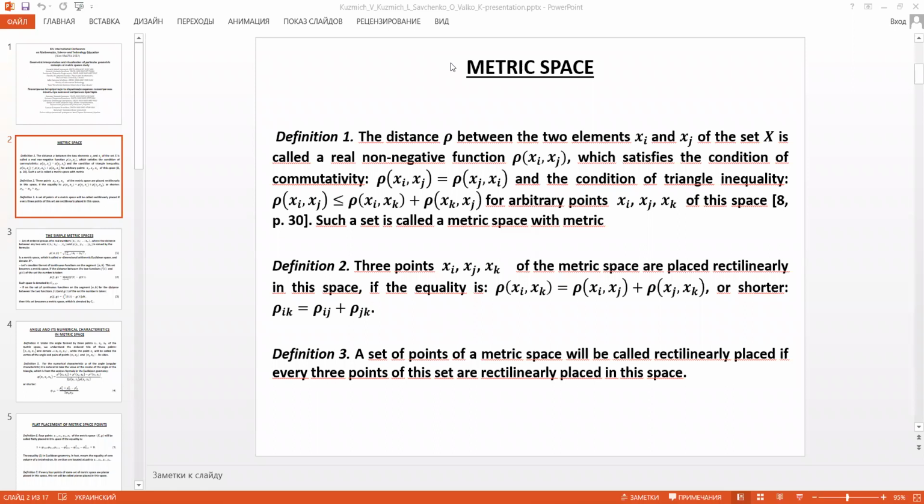First, we present some basic concepts related to metric spaces. Such concepts are the distance between the points of space, definition 1, the rectilinear arrangement of points in space, definition 2, the rectilinear set of points in space, definition 3.